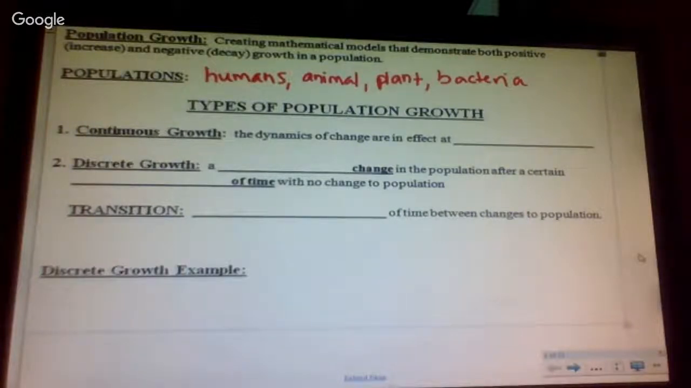We have two different types of growth. One is continuous. The dynamics of change are in effect at all times. It's like the Energizer Bunny. It just keeps growing and growing and growing. There is never a stopping point. Or we can have something called discrete growth, which is a sudden change in population after a certain period of time.